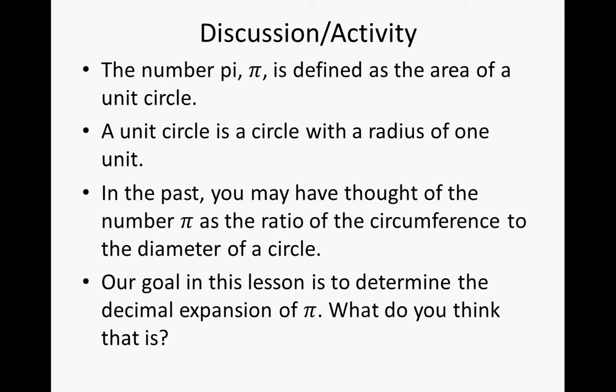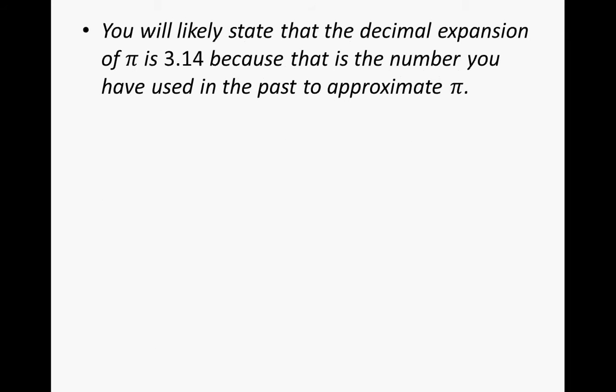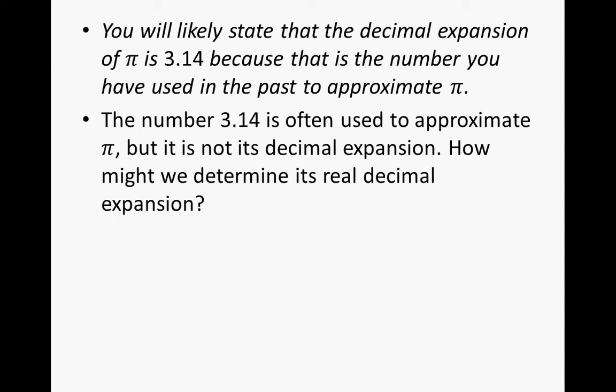What do you think that is? You will likely state that the decimal expansion of pi is 3.14 because that is the number you have used in the past to approximate pi. The number 3.14 is often used to approximate pi, but it's not its decimal expansion. How might we determine its real decimal expansion?